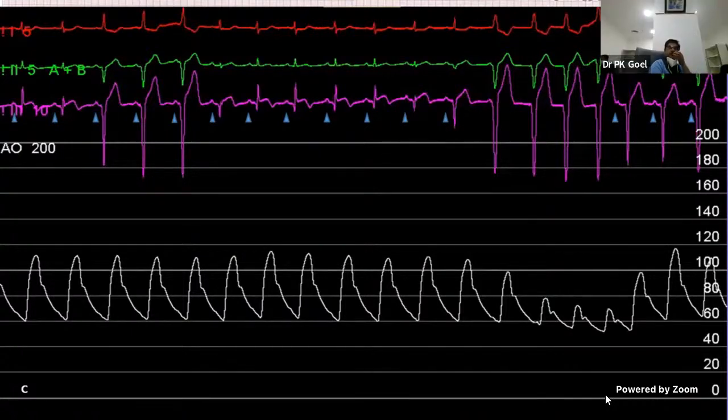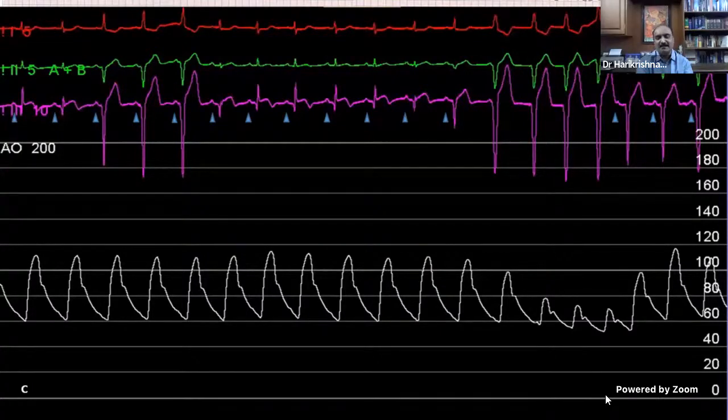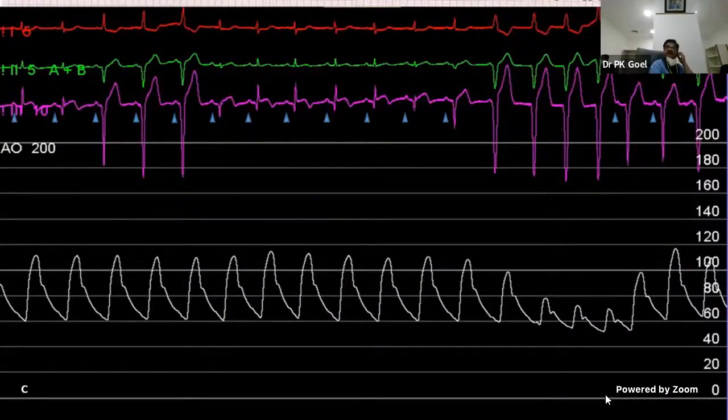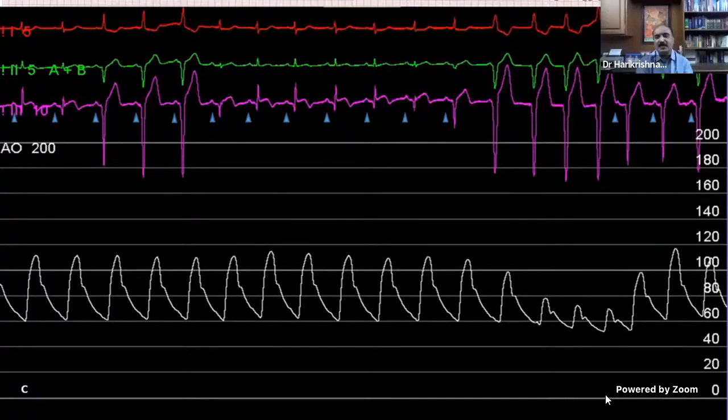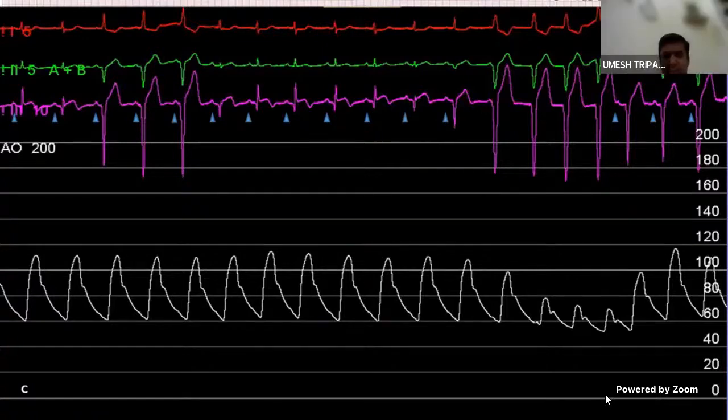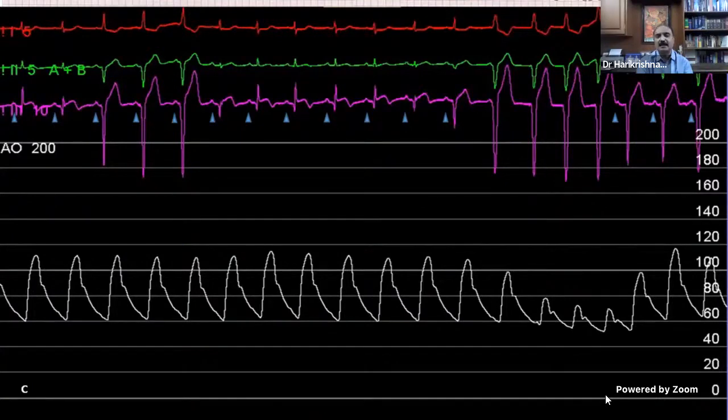Sir has correctly picked it up. Arrows are pointing to P waves. Now you can say what is happening to those. There are no arrows in those three beats. The P waves are missing in those three beats, and that is why the pressure is low. This is to show that the P wave, the atrial contribution, is very important in generating adequate pressures.